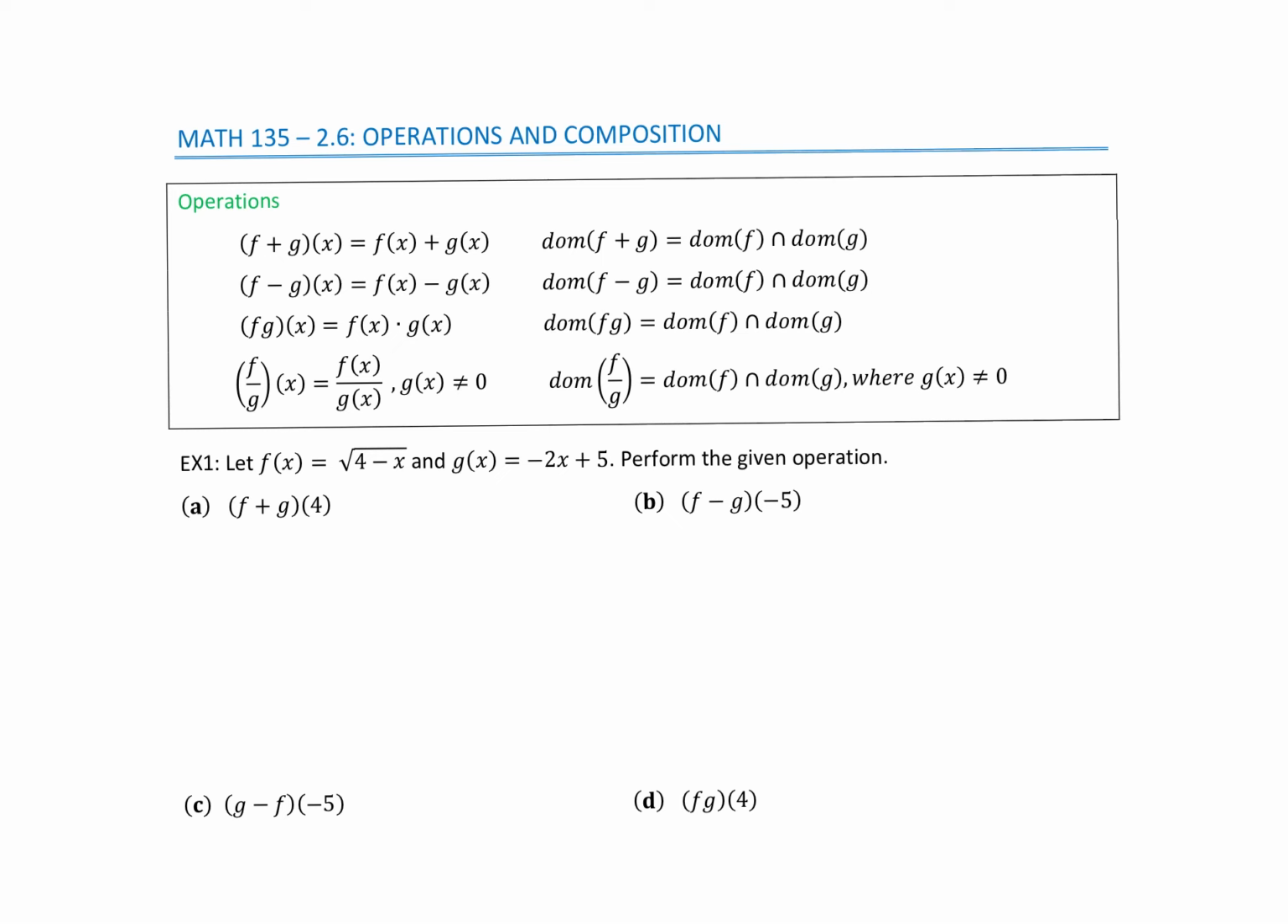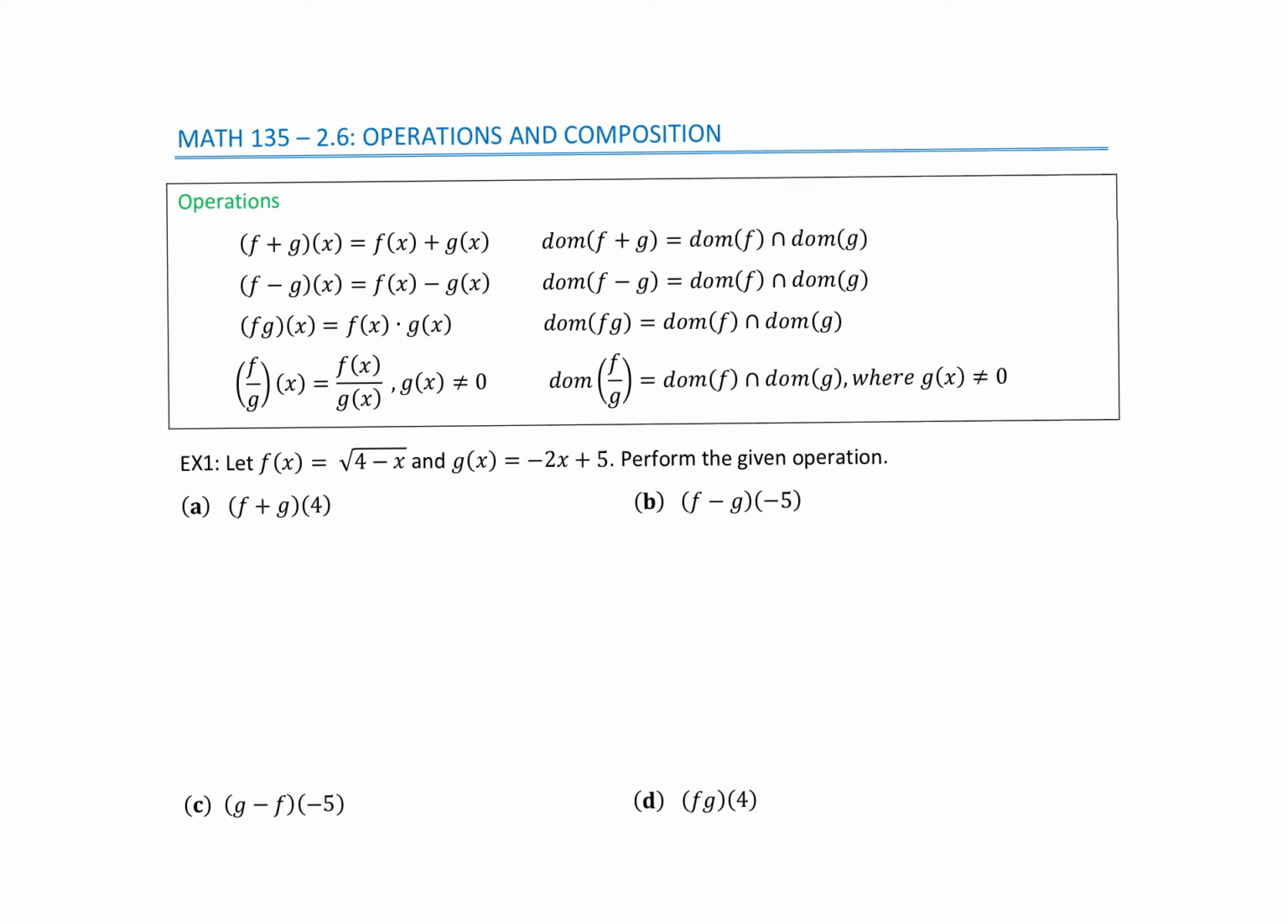In 2.6, we're going to be combining functions using different operations like addition, subtraction, and so on, and we're going to be making these new functions. So let's look at some operations that we can do with functions.